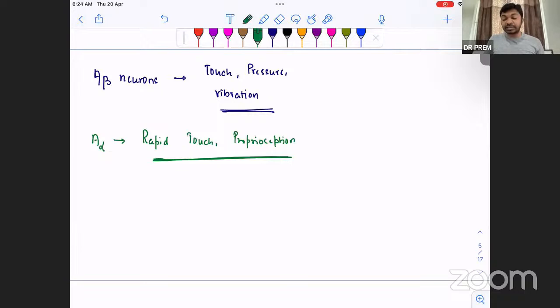If the question is asked in another way, instead of giving A alpha, if the nerve fibers have been classified by the numerical method of classification, please remember this: A alpha is also classified as 1A fiber as well as 1B fiber, while A beta neurons are classified as type 2 neurons. A beta neurons are synonymously called type 2 neurons. All right, just remember that.